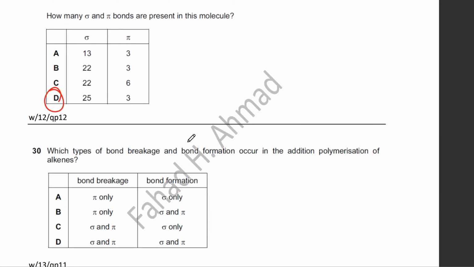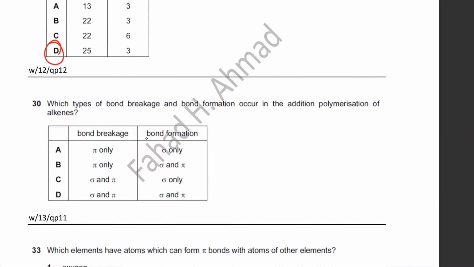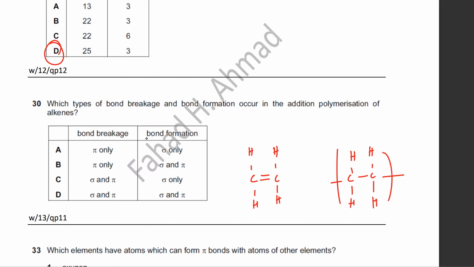So this one, which type of bond breaks and bond formation occurs in the addition polymerization of alkenes? So I'll just show you what addition polymerization is. You've got an ethene molecule. And then the double bond in the middle breaks. And the ethene molecules connect with each other. And this thing continues to repeat. So which bond is breaking? The double bond changes into a single bond. So the pi bond goes missing.